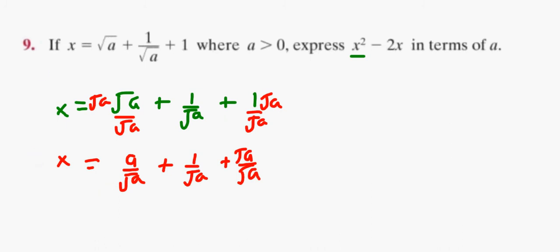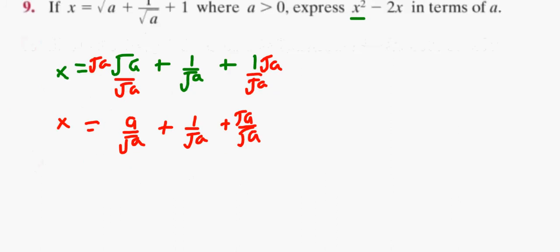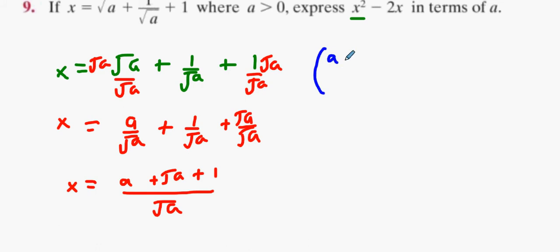So that's not allowed. Alright, change it all into one thing and I'll get a plus root a plus 1, all divided by root a. Cool with that? Now, let's square that, which is as much fun as it sounds. We're going to square it to get x squared, okay?